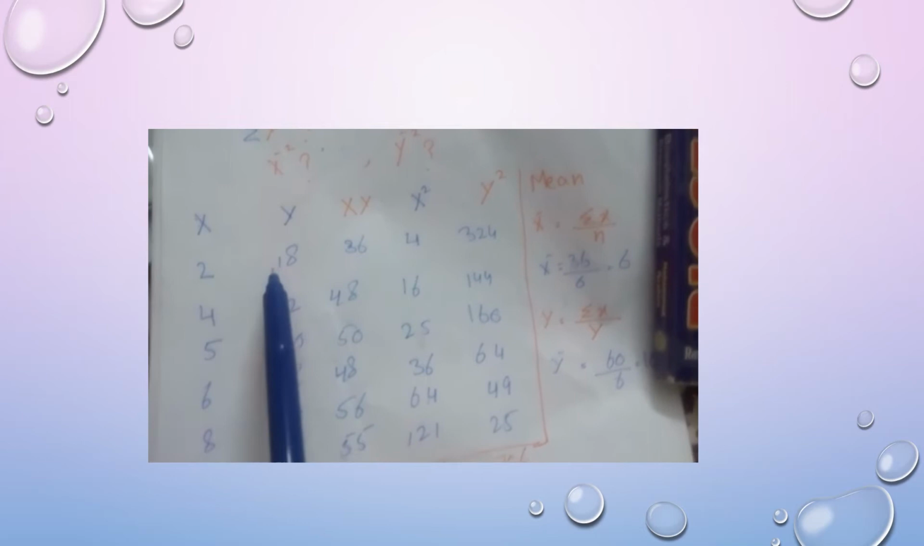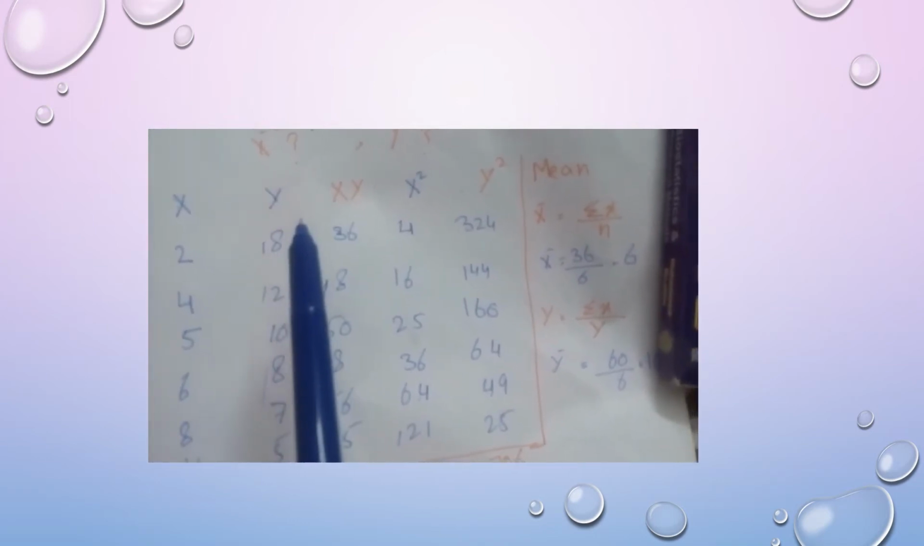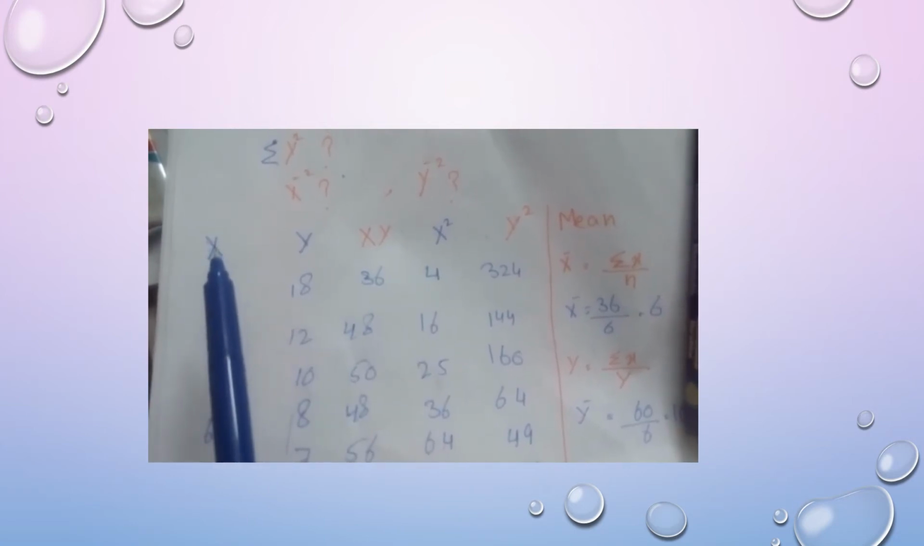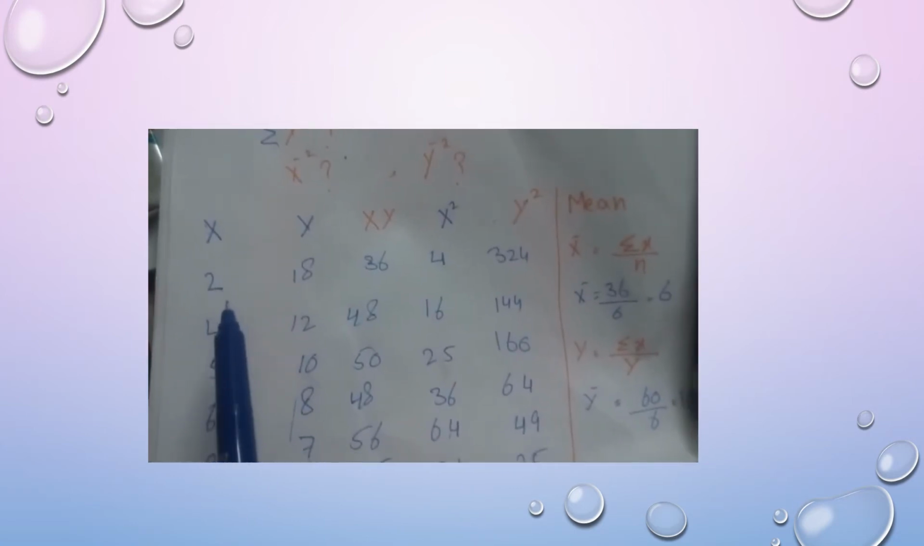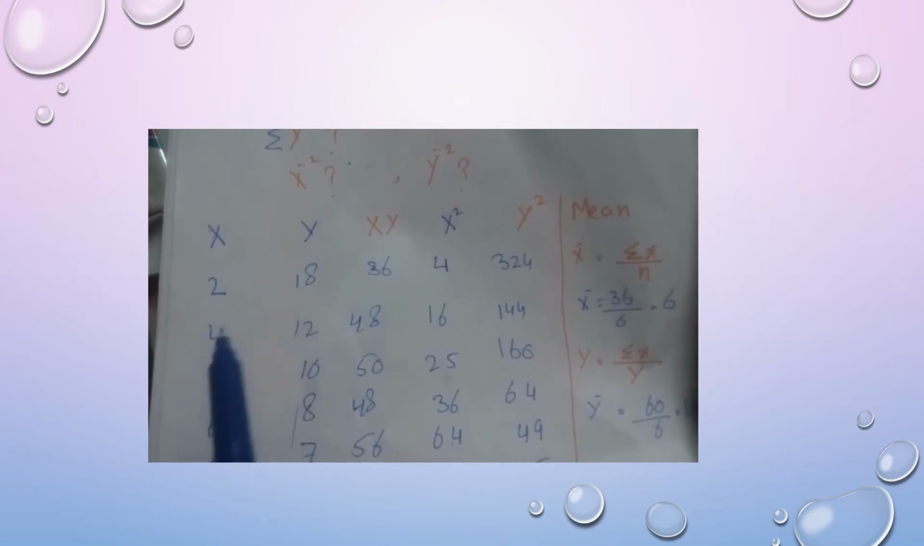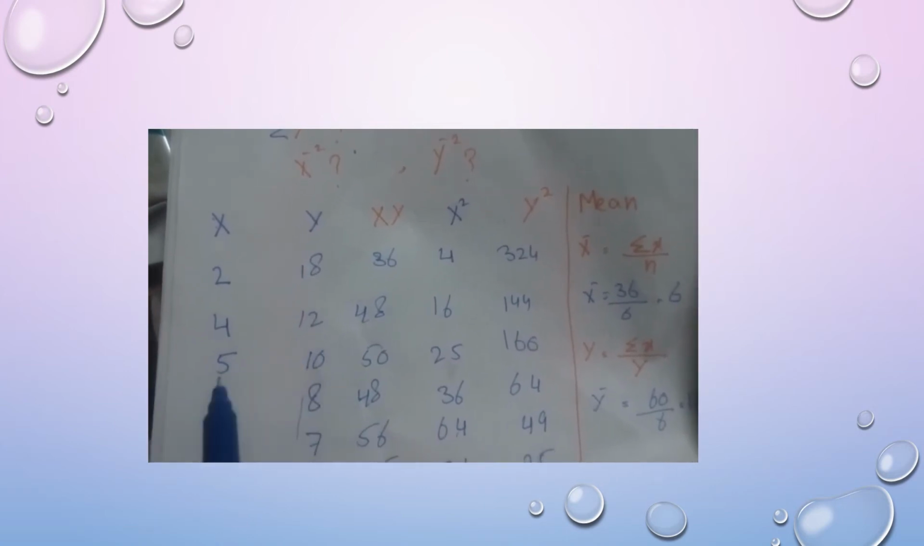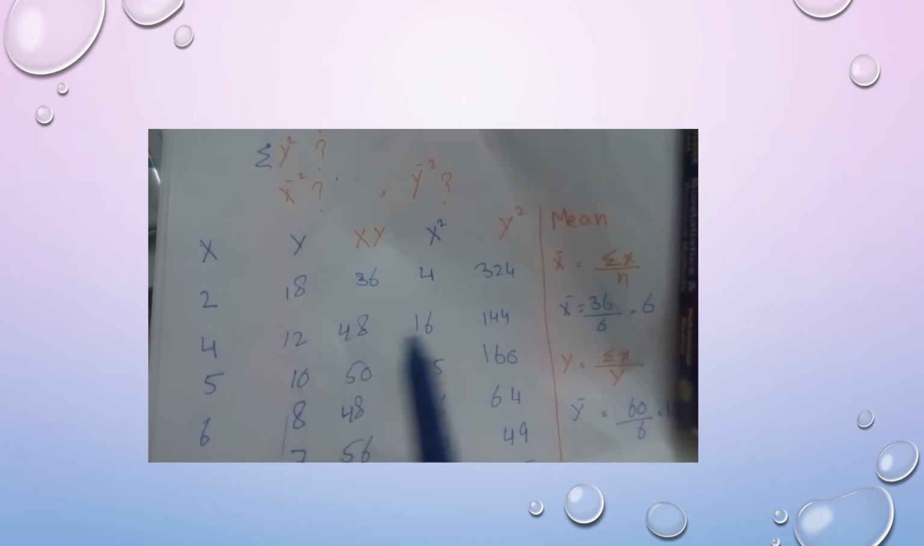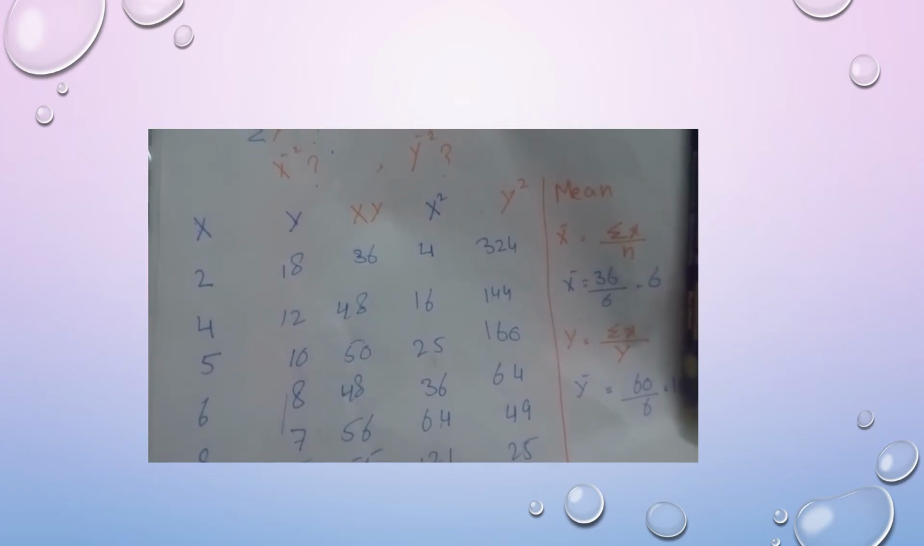Here is the data. These are the x variables, these are the y variables, and xy is simply x multiplied with y. 2 multiplied with 18, 4 multiplied with 12, 5 multiplied with 10, and this is x square, 2 square, 4 square, 5 square. This is y square, like 80. We take the square of 18, we take the square of 12, we take the square of 8.